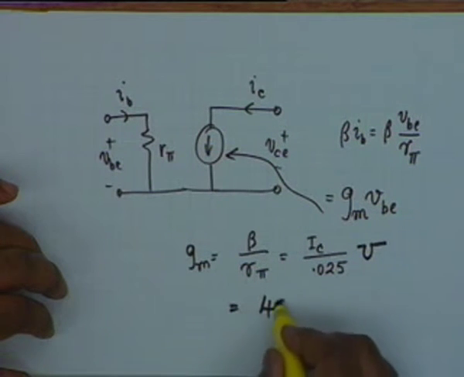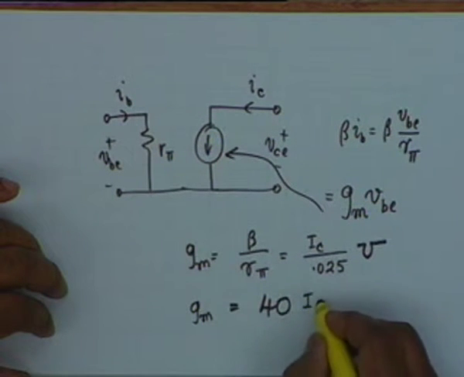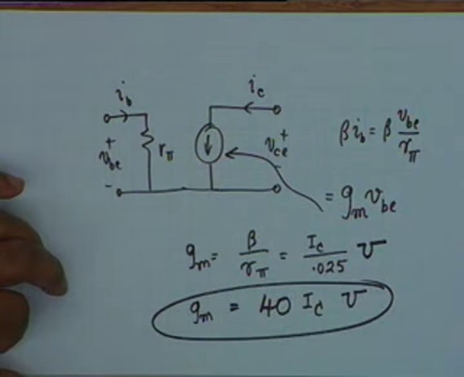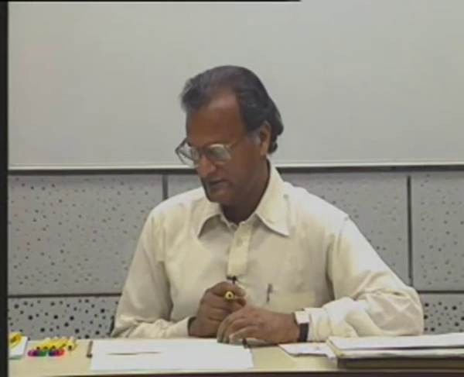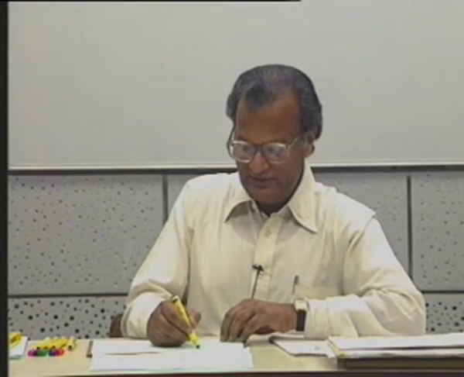1 by 0.025 is exactly 40, and therefore this is an extremely nice relation, 40 times I sub C mho, and this is what is used in practice rather than R pi, rather than beta. It is convenient to use GM because it is very easy to calculate GM. It is very easy to remember that GM is simply 40 times I sub C. For example, if I sub C is 2 milliamperes, then GM would be 0.8 mho. Is that okay? 0.8 mho. 80? No, it's 0.08 mho. All right.